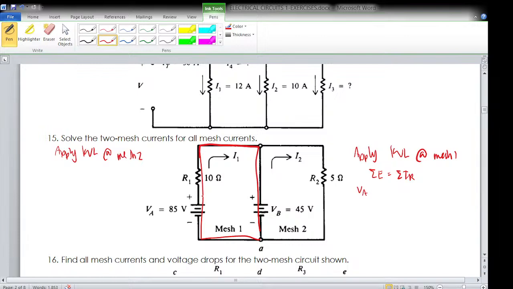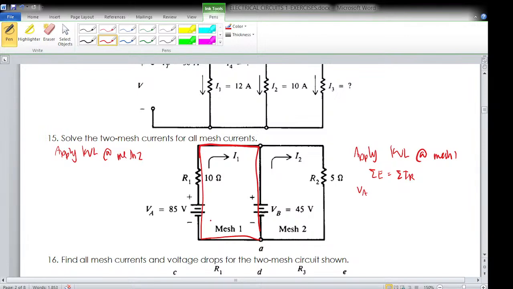What will happen, add or subtract? Add, ma'am. V sub A plus V sub B, will it add or subtract? Subtract, ma'am. Okay, this is how it works. To know whether it will add or not, look at the direction of the current, based on our mesh current.